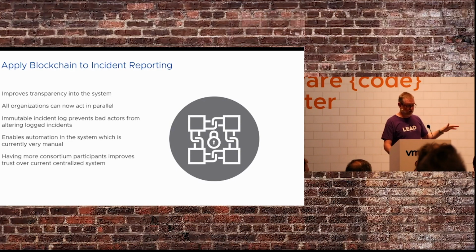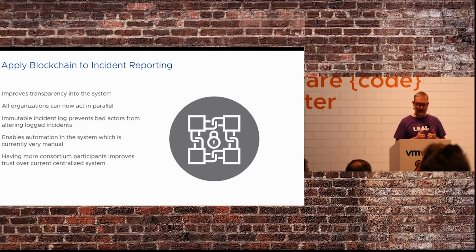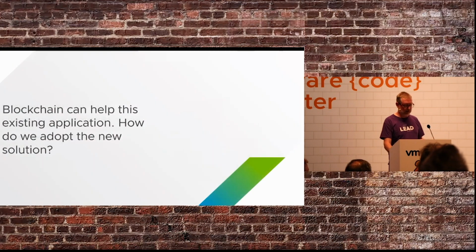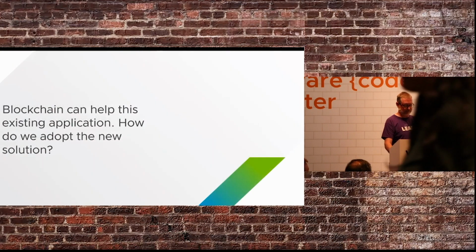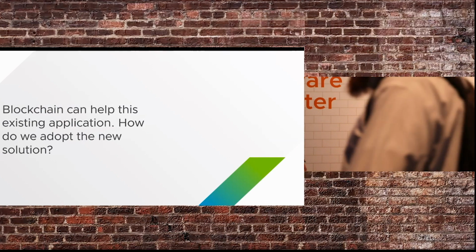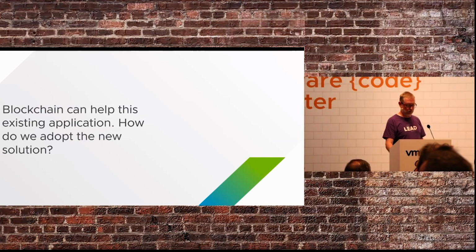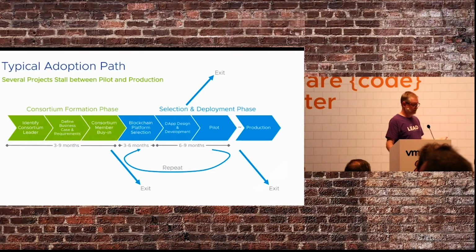And finally, having more consortium participants. And by consortium, I mean all the people that are working together on the data. The more of them you have, the better the trust gets, because we're all watching each other's data. So blockchain can help food safety, and if we were to apply blockchain, what would that solution look like?